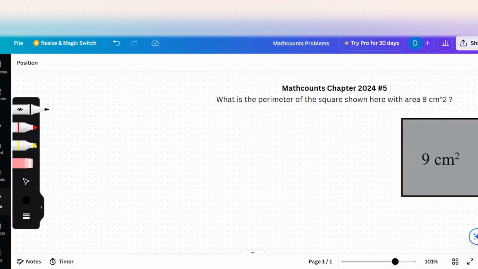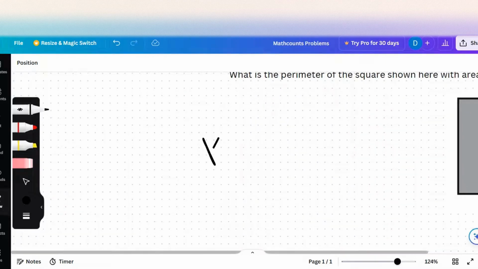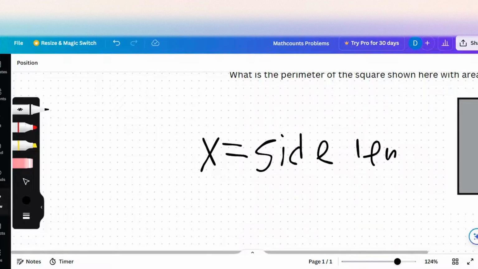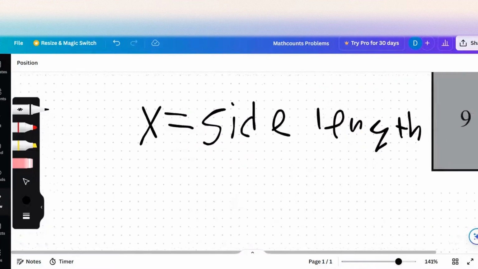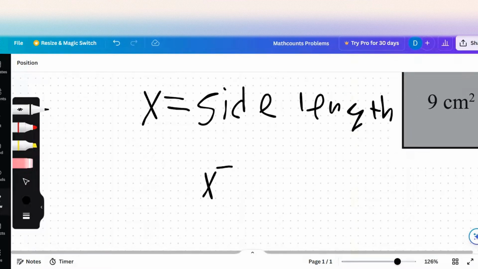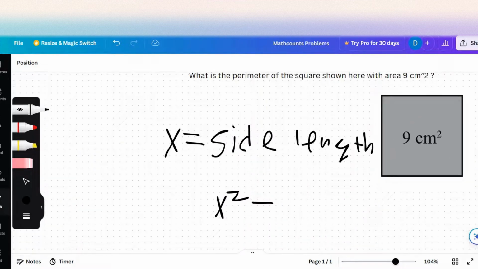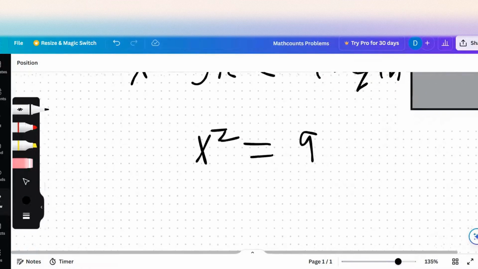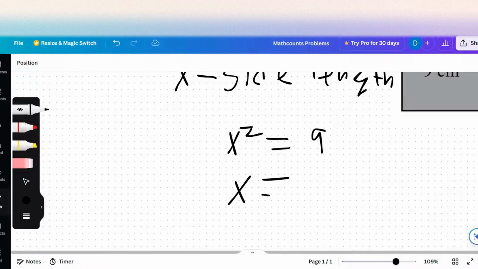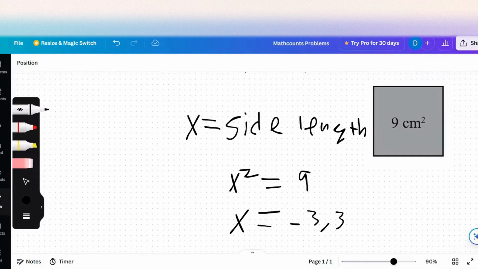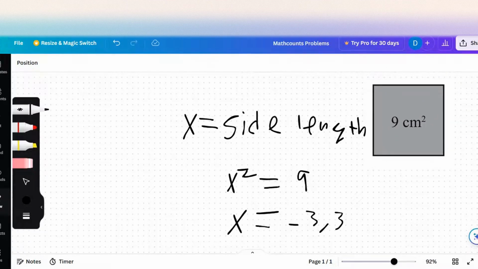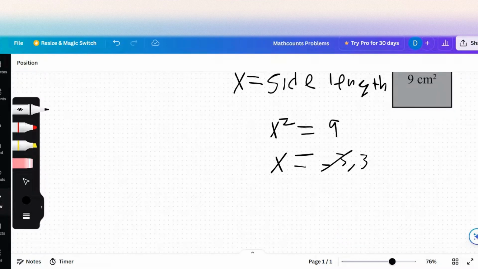Since each of the side lengths of a square is the same, we can name each side length as x. And the area is just x squared, and that is equal to 9 as given in the problem. So that means if we square root it, x is equal to -3 or 3. However, -3 can't work because the side length of a square can't be negative, or it wouldn't exist. So -3 does not work. So the side length is 3.